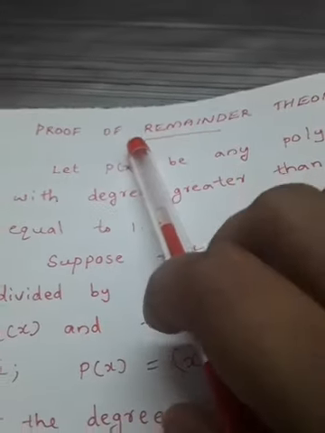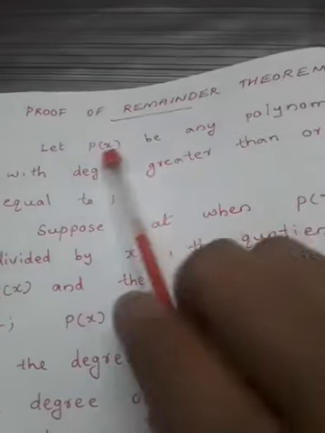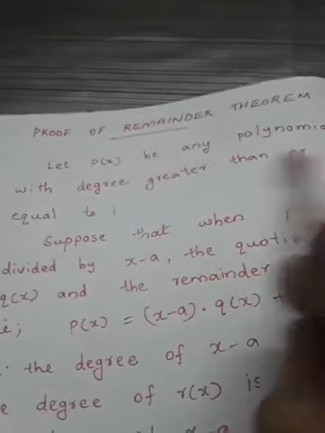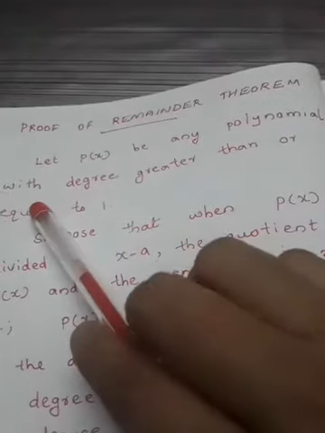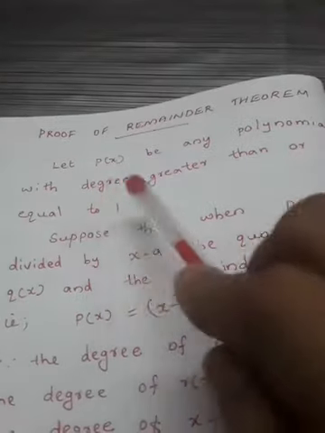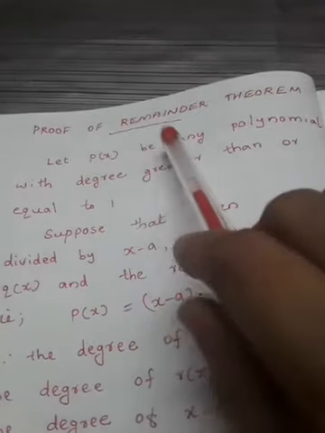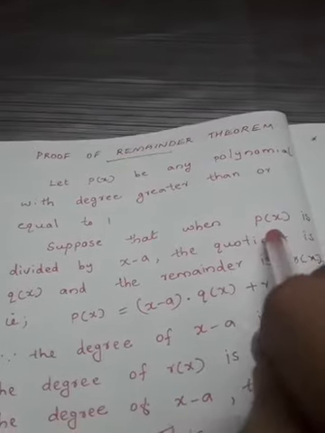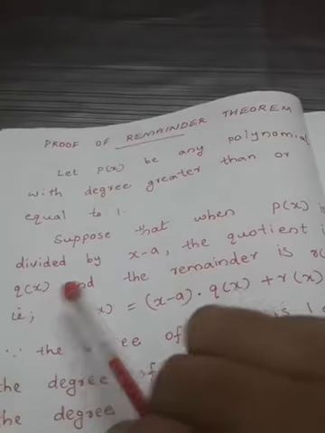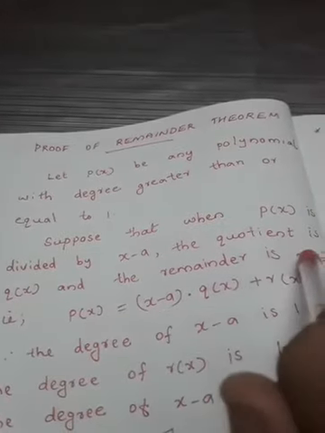Next we can see how to prove this remainder theorem. This is the proof of the remainder theorem. First, let p of x be any polynomial with a degree greater than or equal to 1. This is given in the statement; it cannot be a constant polynomial. To prove this theorem, we suppose that when p of x is divided by x minus a, the quotient is q of x and the remainder is r of x.